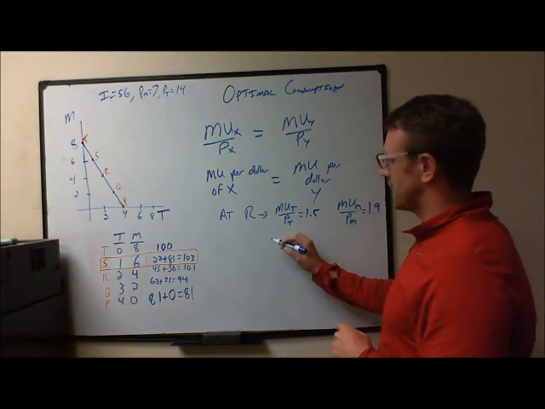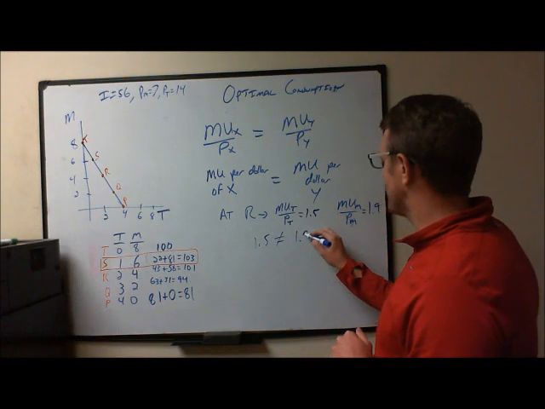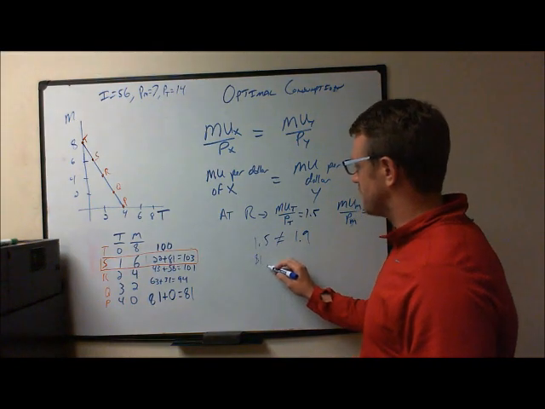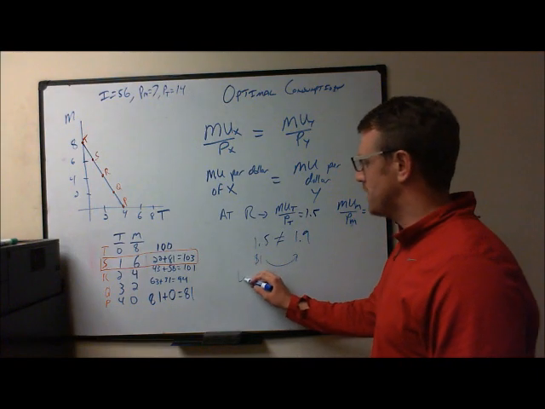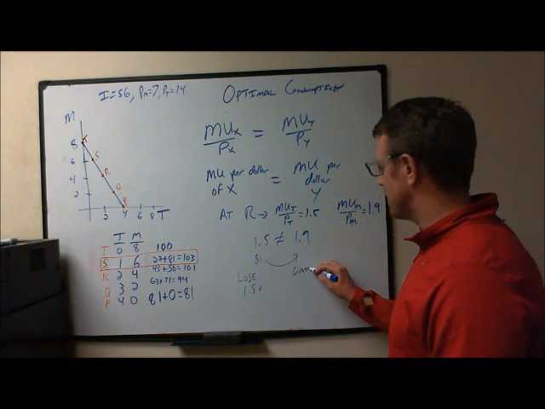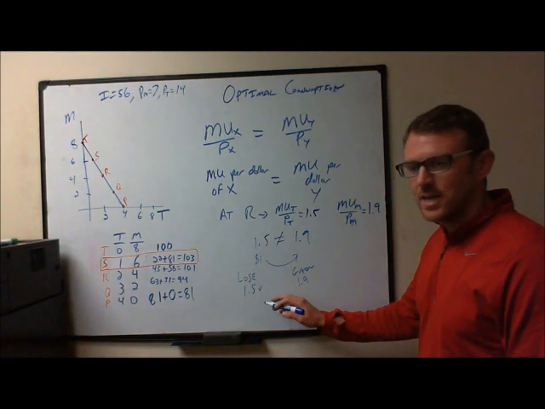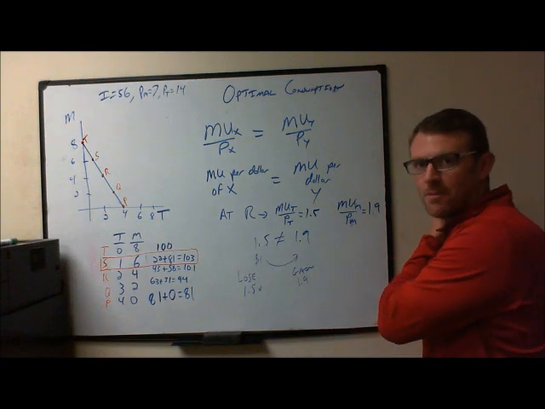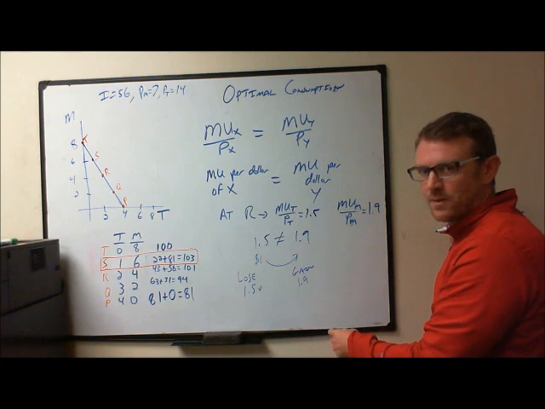That means, let's do a little experiment. We know that 1.5 is not equal to 1.9, so we don't have optimal. But that means I could take $1 from t-shirt consumption and I could spend it on movie consumption. I would lose 1.5 utils, but I would gain how many utils? 1.9. So on net, have I gained utility by transferring my consumption over to the good with the higher marginal utility per dollar? Yes. I've gained 0.4 utils from that, right?